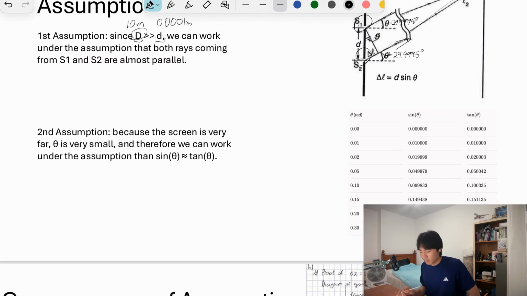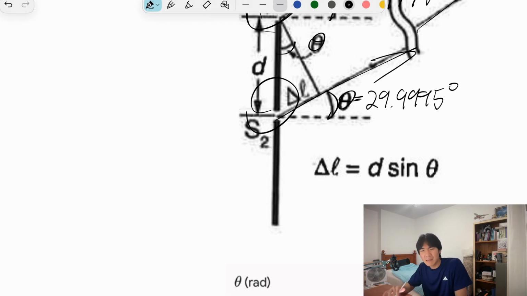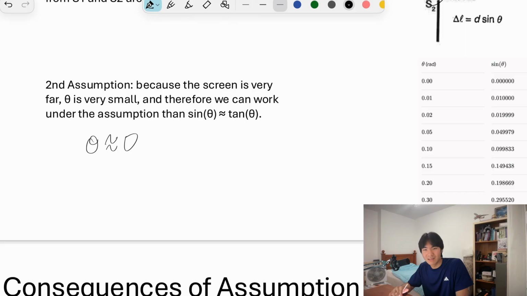The second assumption we're going to make is that since the screen is very, very far away, we can assume that theta is almost zero. It seems like we're doing witchcraft. We're saying the two different angles are actually the same, and now we're saying the two different angles are zero. What is that supposed to mean?